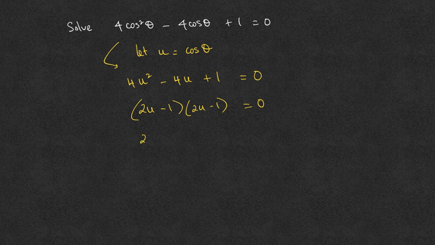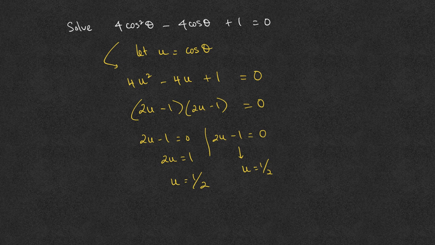So we have 2u minus 1 equals 0, and another 2u minus 1 equals 0. Although this is the double root here, 2u equals 1, so u equals 1/2. The same thing on the second factor, u is 1/2. We say that this has a multiplicity of 2, or the double root.